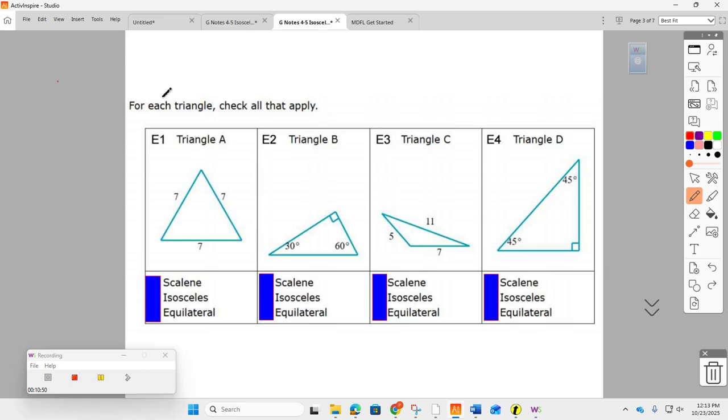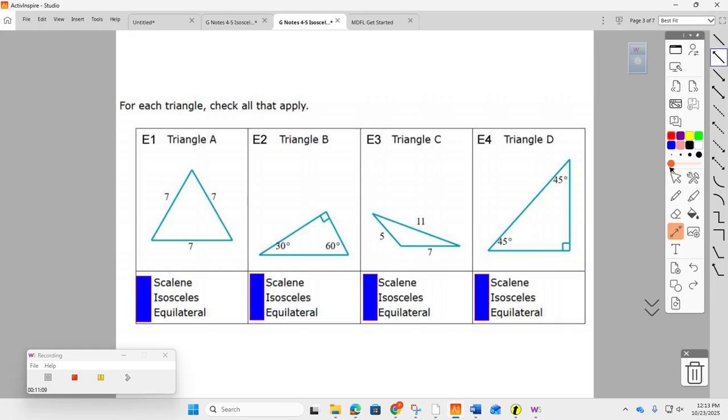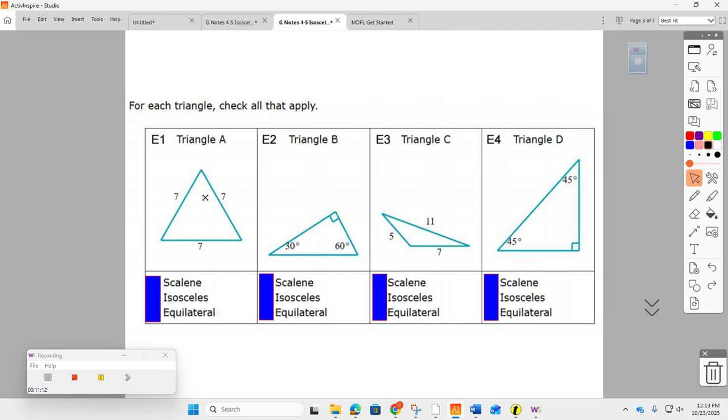First thing we're going to do, this is basically an example from your homework. We are going to look at triangle A. What kind of triangle is triangle A? Is it a scalene, an isosceles, or an equilateral? And we're going to check all that apply. Yes, very good. It's an isosceles with two sides congruent, and three sides are congruent. That makes it equilateral, right? So I forgot to check the isosceles here. I need to check that. So you're going to check both of those.